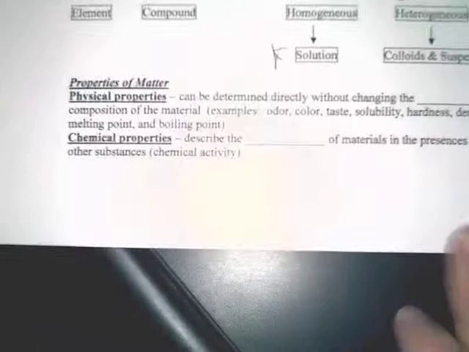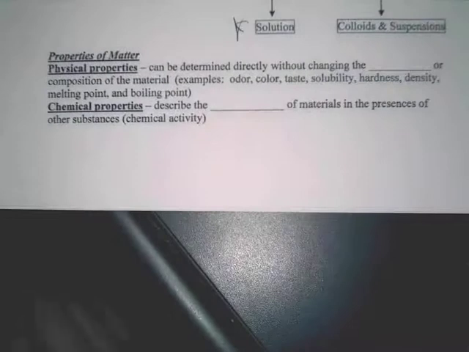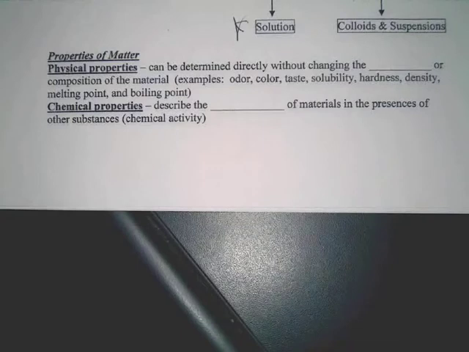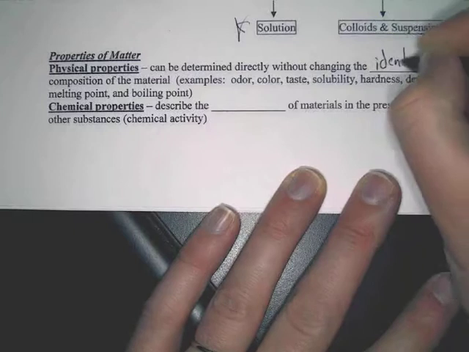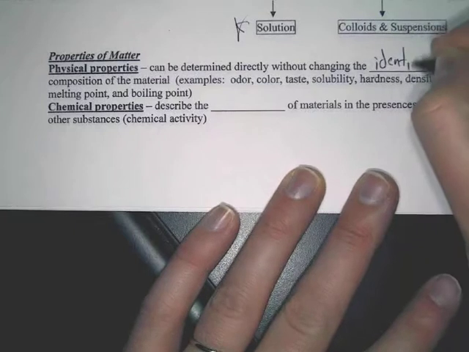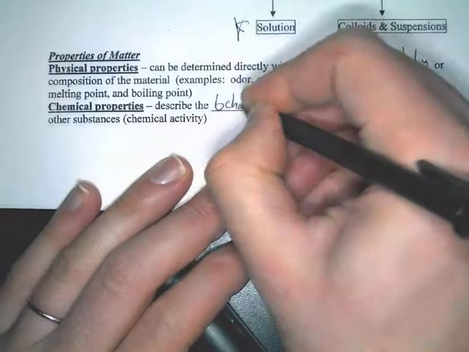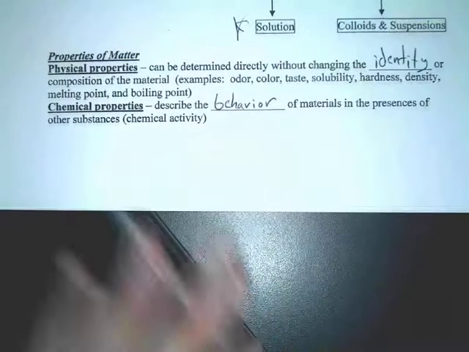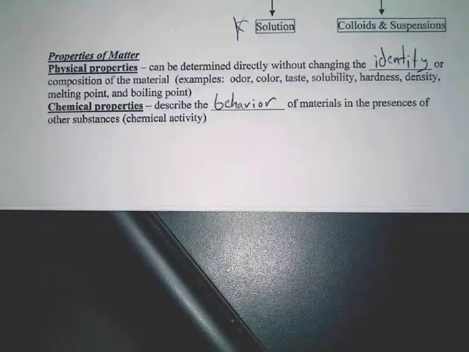Now, this is the part on the bottom here that we kind of care about. Properties of matter. Why? Because that allows us to light things on fire. So, properties of matter. Now, there's two types. There's physical and chemical properties. Okay? So, let me just tell you what to write down here. This is identity. And then this is behavior. But don't put it away yet. Keep it there for a minute.